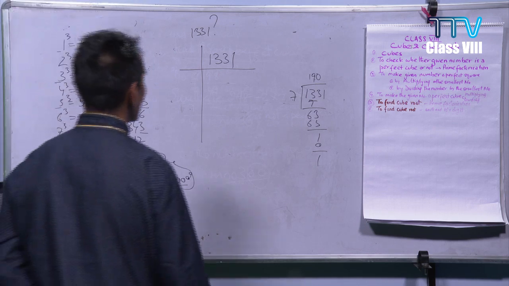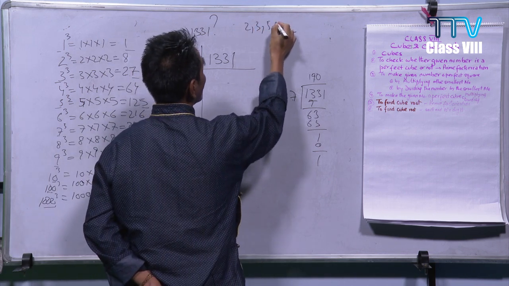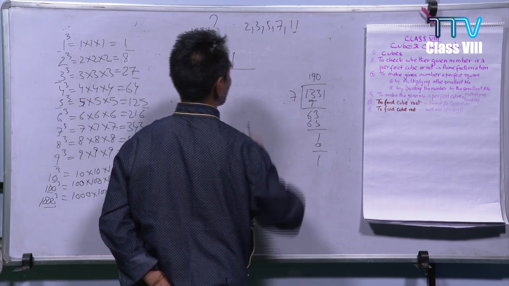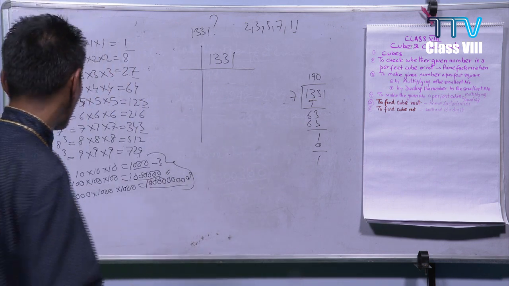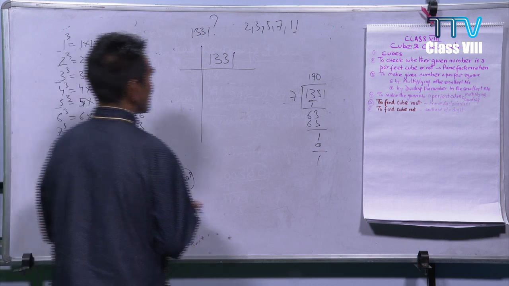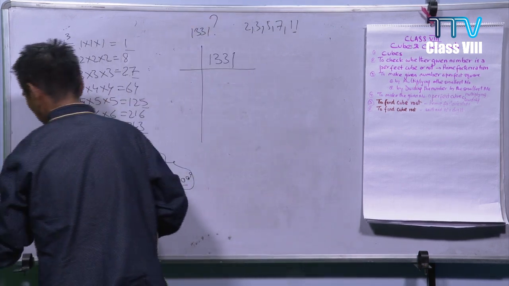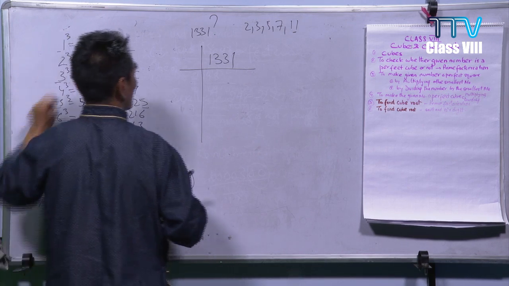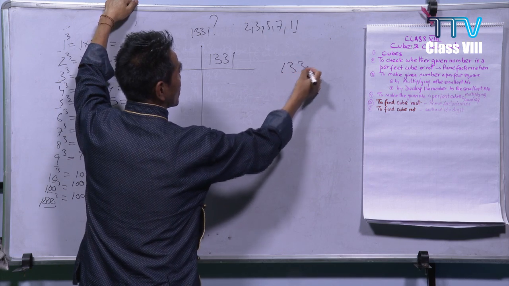Next prime number. The smallest prime numbers are 2, 3, 5, 7, 11. Our next number is 11. Let's check 11 on 1, 3, 3, 1.